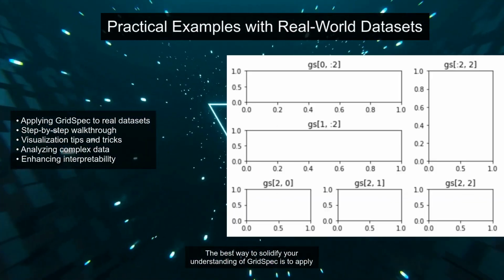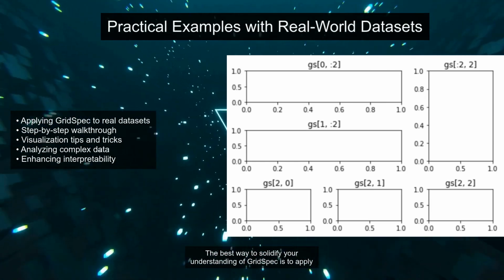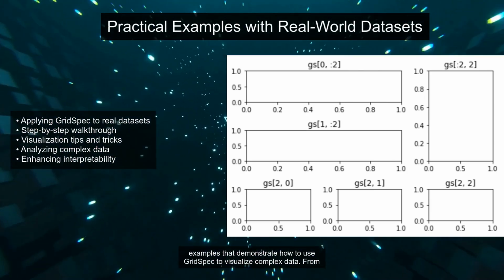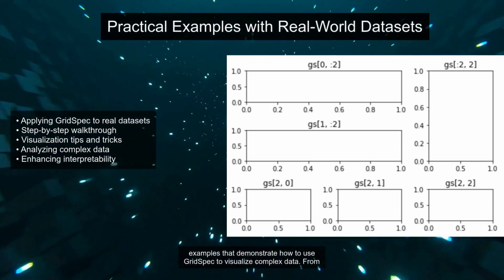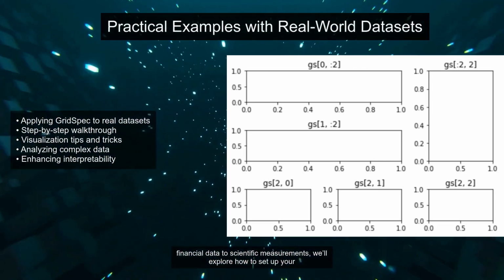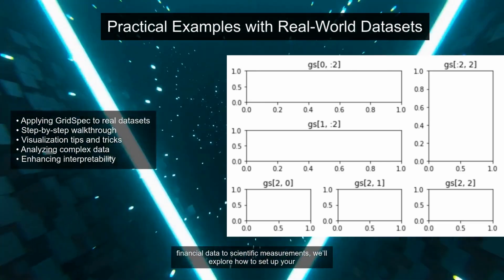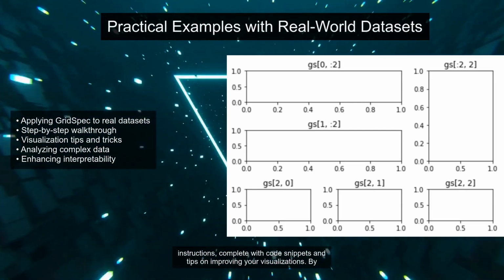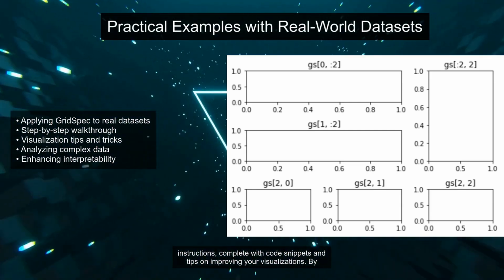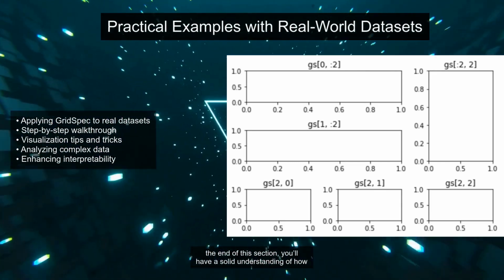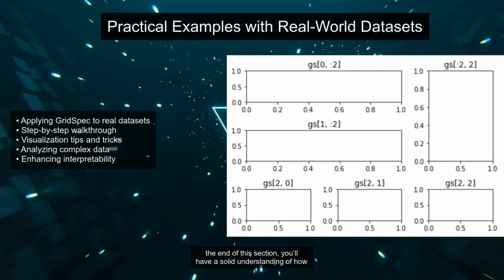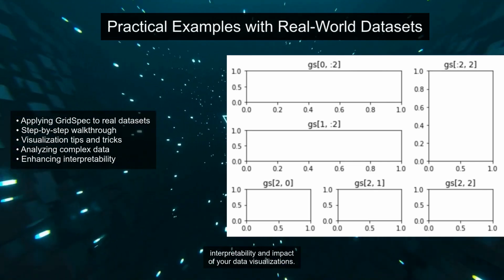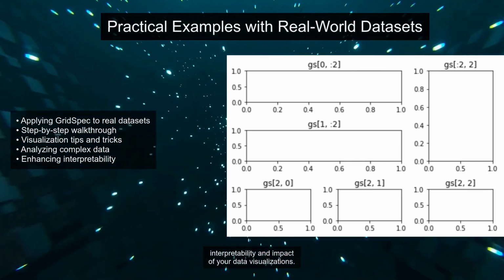The best way to solidify your understanding of GridSpec is to apply it to real-world datasets. In this block, we'll walk through several practical examples that demonstrate how to use GridSpec to visualize complex data. From financial data to scientific measurements, we'll explore how to set up your GridSpec layout to best represent your data. Each example will include step-by-step instructions, complete with code snippets and tips on improving your visualizations. By the end of this section, you'll have a solid understanding of how to creatively and effectively apply GridSpec to any dataset, enhancing both the interpretability and impact of your data visualizations.